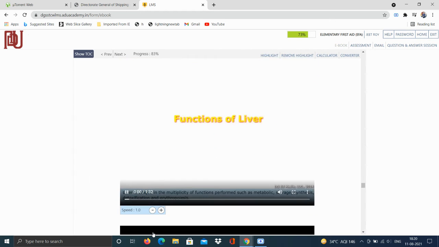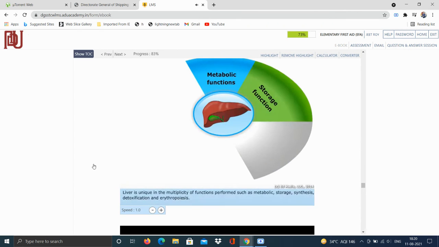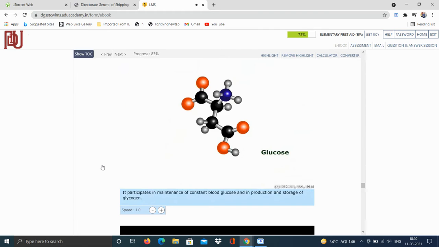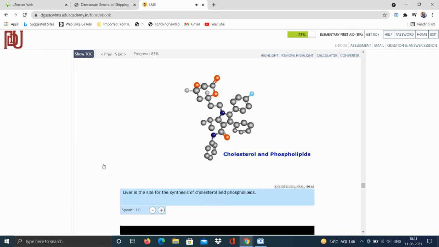The liver is unique in the multiplicity of functions performed, such as metabolic, storage, synthesis, detoxification, and erythropoiesis. It participates in maintenance of constant blood glucose and in production and storage of glycogen. The liver is the site for synthesis of cholesterol and phospholipids.